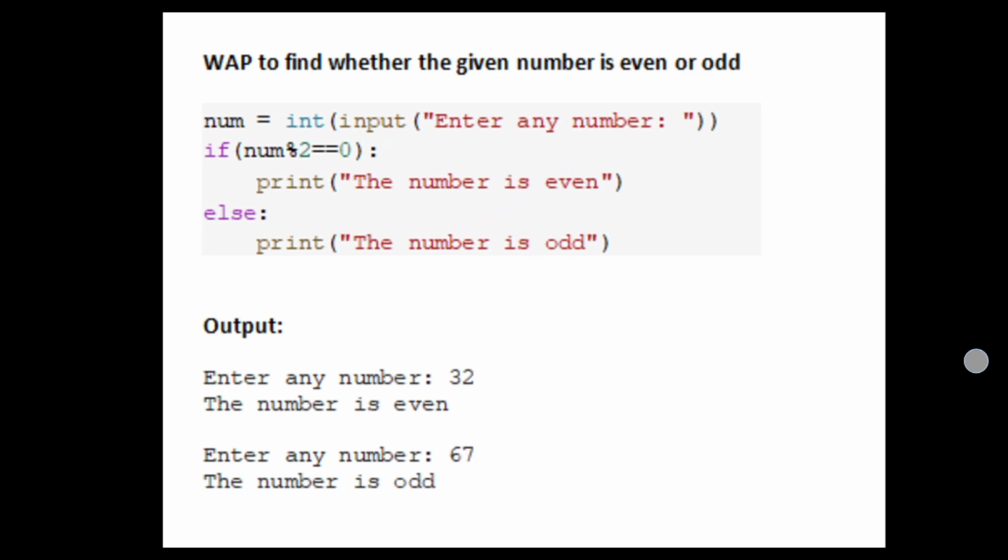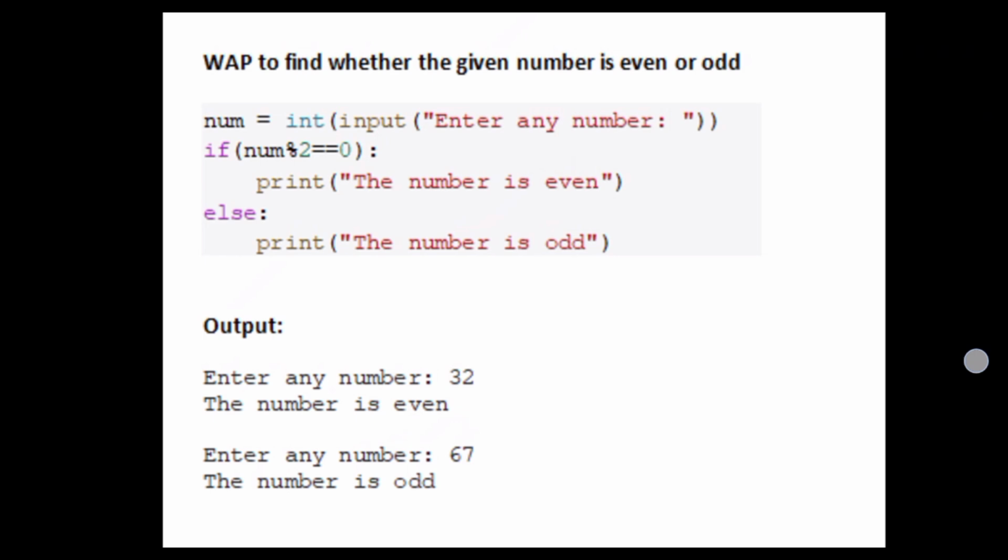Based on that, if you put 32, then 32 % 2 is equal to 0 because the remainder is 0. So this is true, then the number is even. This print statement will be executed and the else part will be skipped.